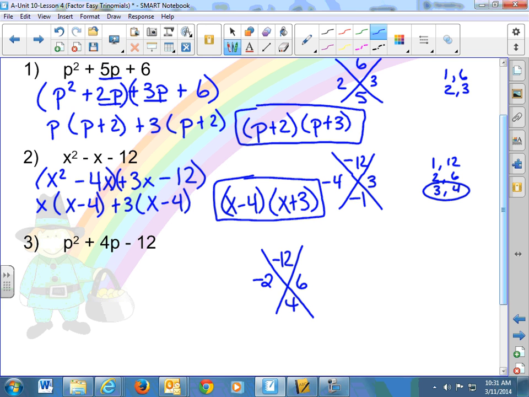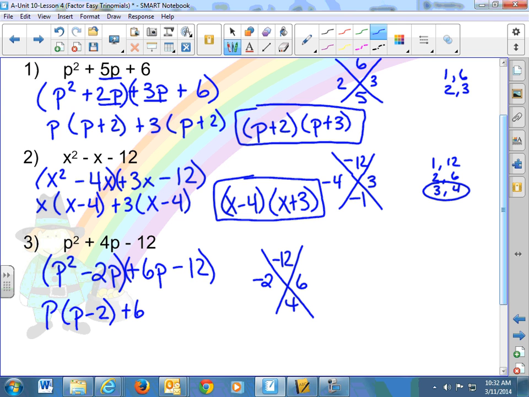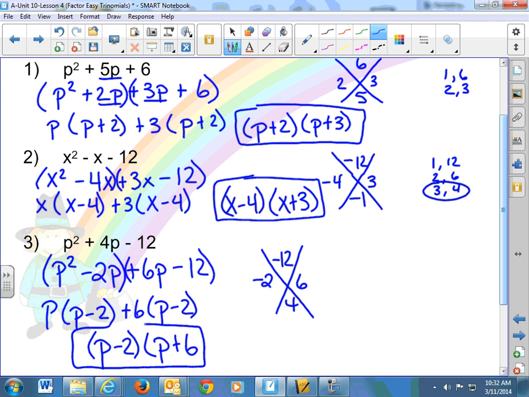Very good. And we will split the middle. Again, it doesn't matter which order you place these in. It will work both ways. Factor by grouping. Factor out a p. So you end up with p minus 2. Factor out a +6, p minus 2. And then factor out your GCF, which is p minus 2. And you end up with p plus 6. And that's our final answer. If we went the next step and did the distributive property, we would get p squared plus 4p minus 12.